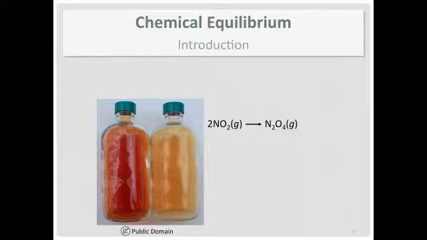Now, dinitrogen tetroxide is colorless. So what you would expect to happen is you'd go from a bottle that has kind of a brownish orange gas in it, and then it would eventually become colorless. You look at the bottle on the right, that's not the case.